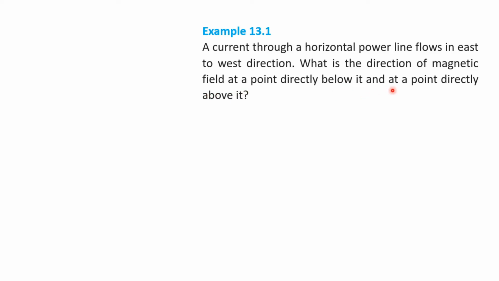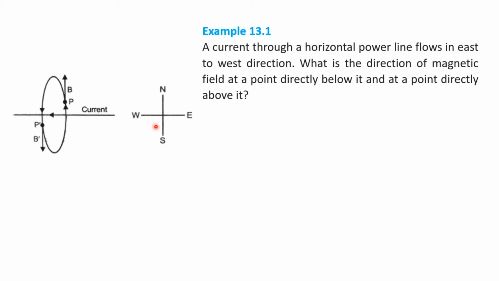And the second question is at the point directly above it. See the directions. This is north, south, east and west. So the current is flowing from east to west. That means in this direction. Now using right hand thumb rule, we can find out the direction. So we are holding this conductor in our right hand. Thumb will point in this direction and the curled fingers show the direction of the magnetic field.